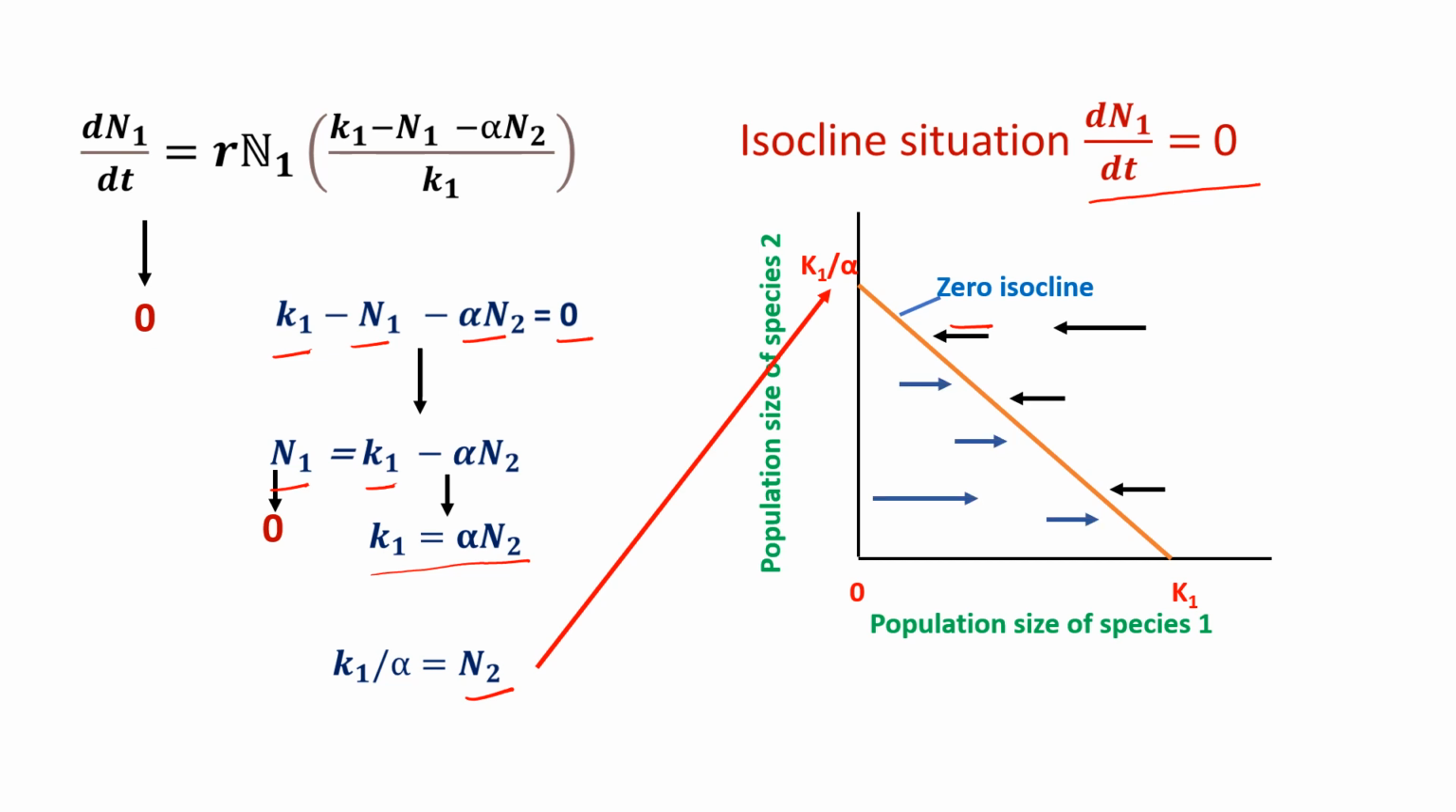Below the zero isocline, as we see here from left to right, the population size of the species will increase. It will increase fast in the early stage and then the growth will be slower. If the population size goes beyond the zero isocline, then the size of the population will decrease. The interpretation of this graph is important here.